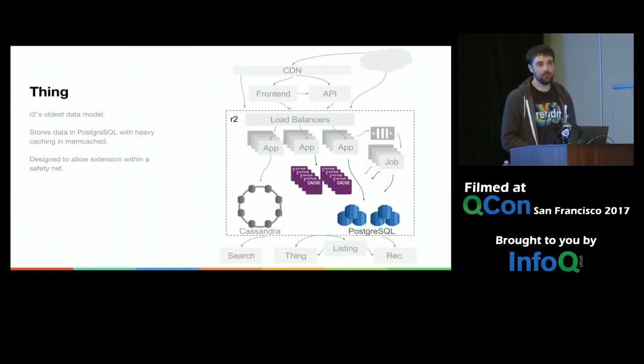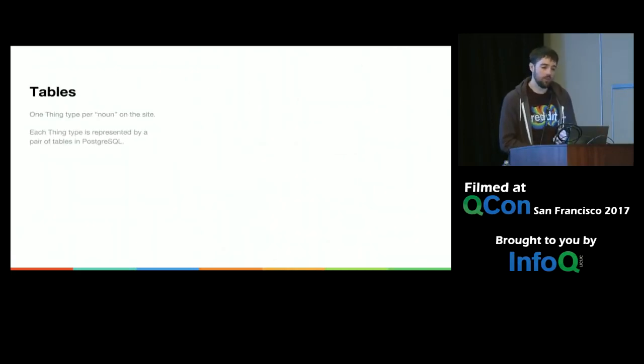The thing to know about it is that it was designed to take away certain pain points, but also make it so that you couldn't accidentally do something like expensive joins. It's vaguely schemaless, and it's very key value. There's one thing type per noun on the site, so like an account thing, a link thing, a subreddit thing. And each one of those is represented by a pair of tables in Postgres.